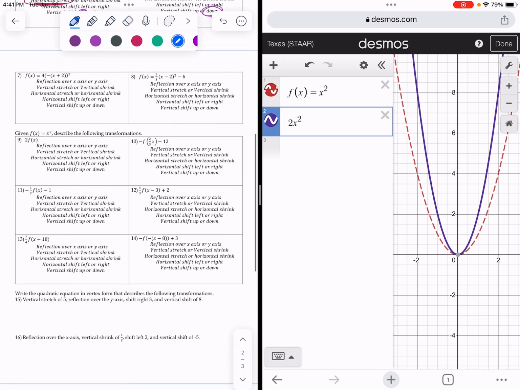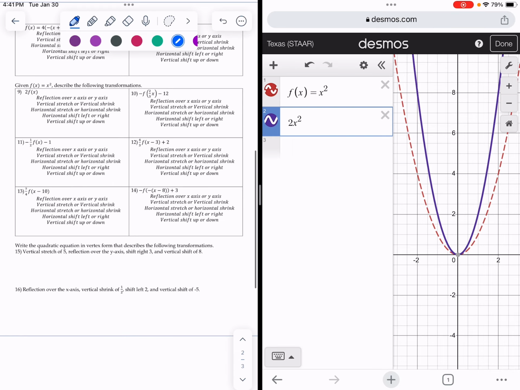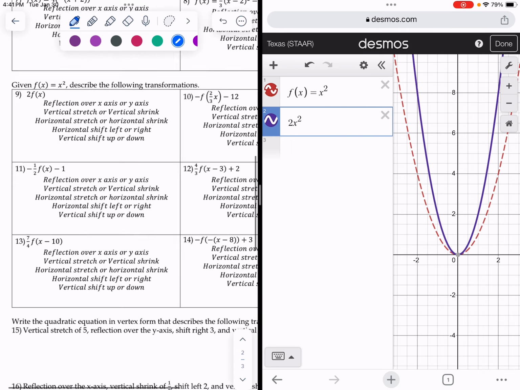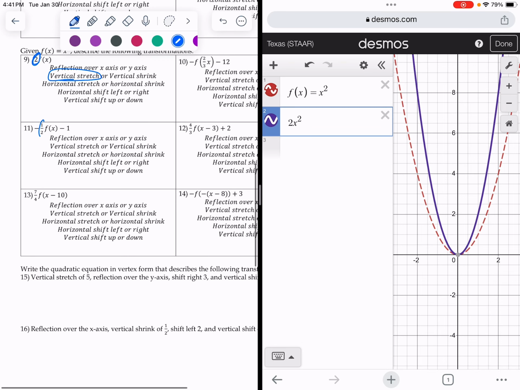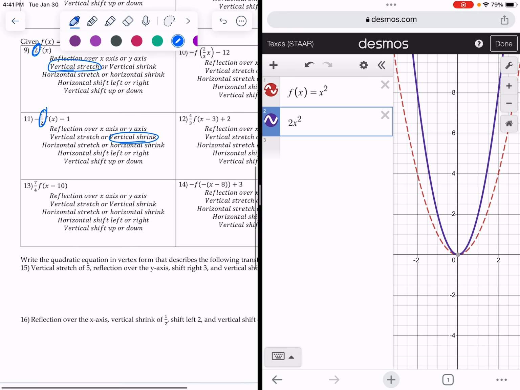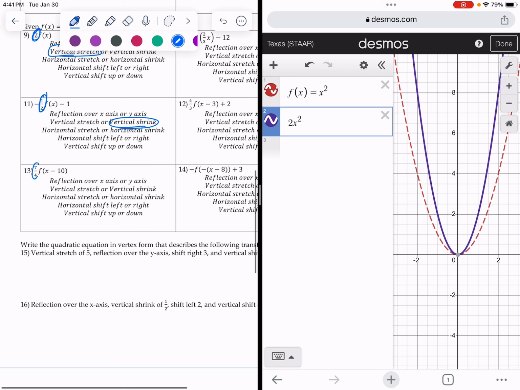Okay, and so these next examples where they're using the function notation, you can do the exact same thing. And so a 2 outside the parentheses is going to be our vertical stretch. This 1/2 is going to be a vertical compression or vertical shrink. Shrink and compression are the same thing. This 7/4 is going to be a vertical stretch because it's bigger than 1.